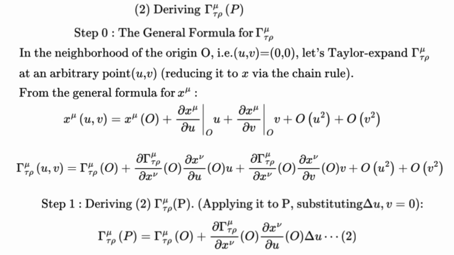Deriving Γ^μ_τρ of P. Step 0. The general formula for Γ^μ_τρ. In the neighborhood of the origin O, i.e., (u, v) equals (0, 0), let's Taylor expand Γ^μ_τρ at an arbitrary point (u, v), reducing it to x via the chain rule, from the general formula for x^μ. Step 1. Deriving 2. Γ^μ_τρ of P, applying it to P, substituting δu, v equals 0.